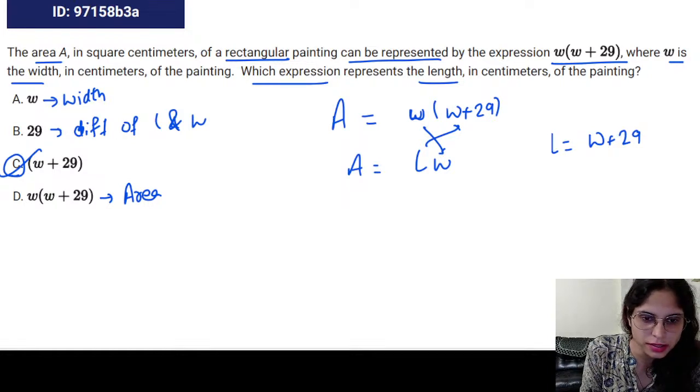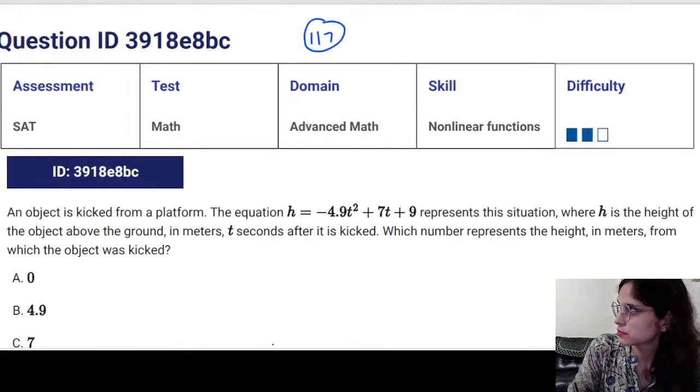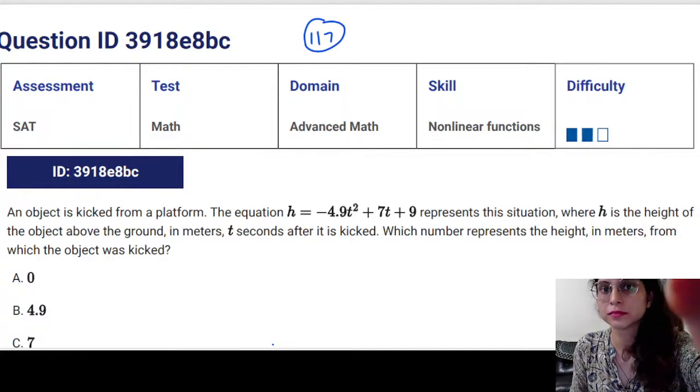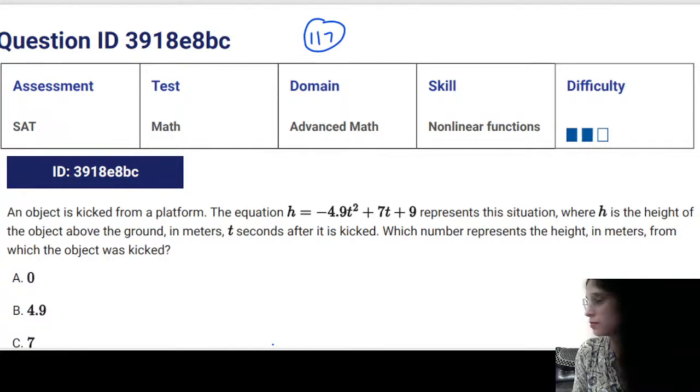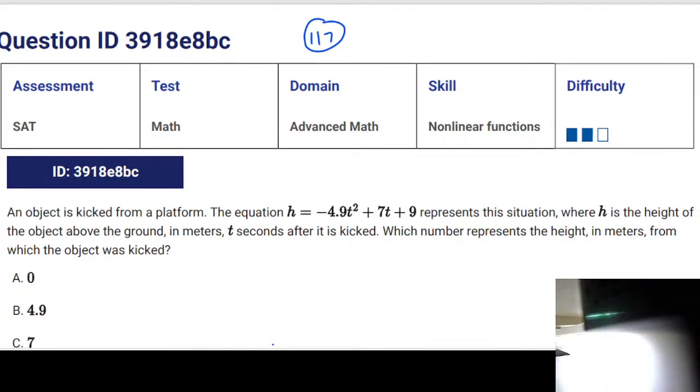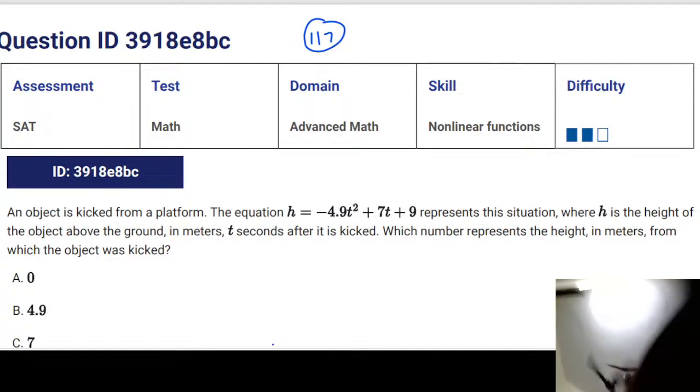Next thing is 117. Sorry, my camera just fell off.